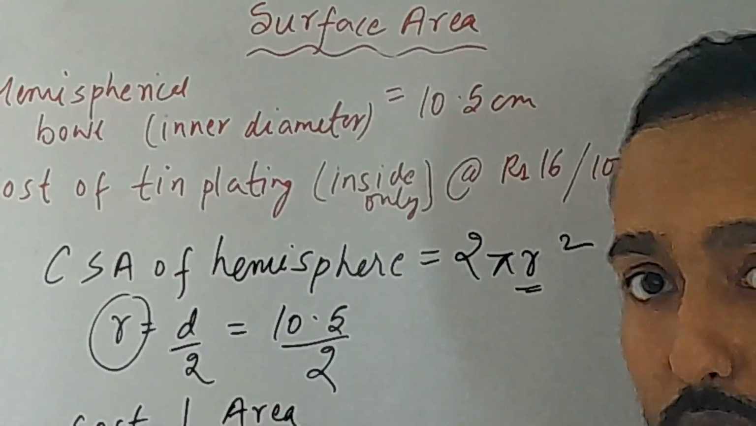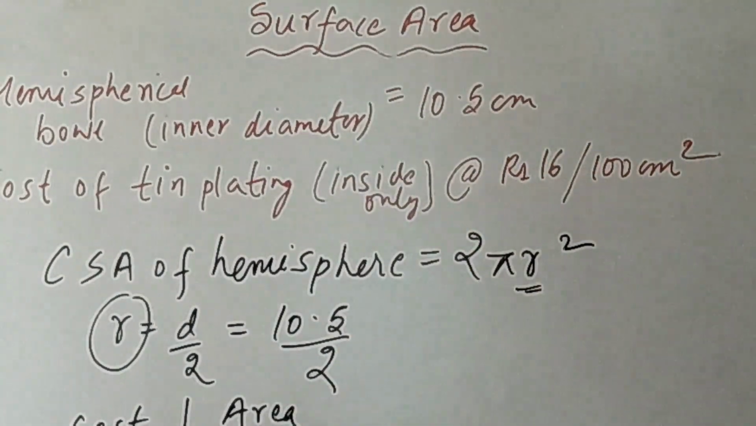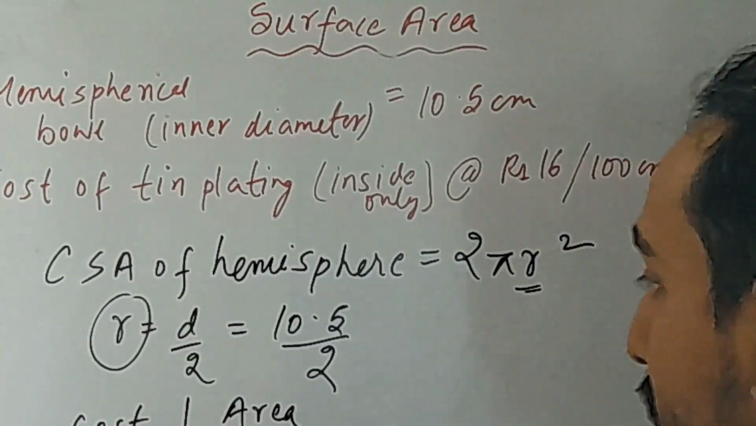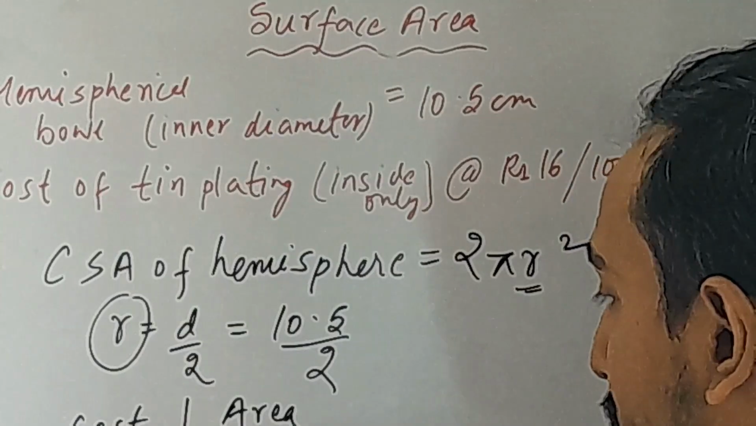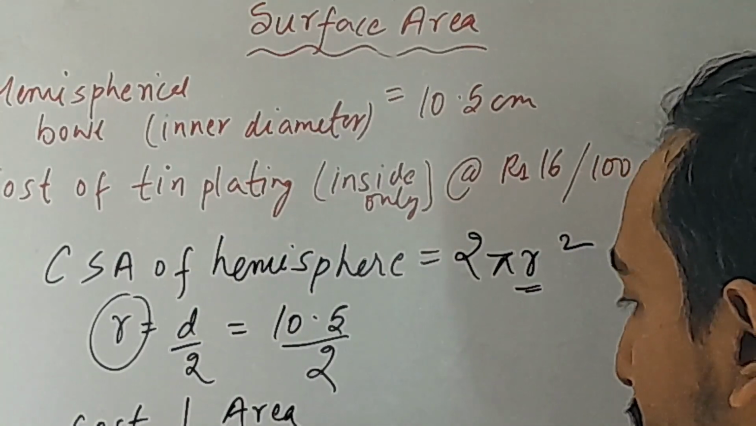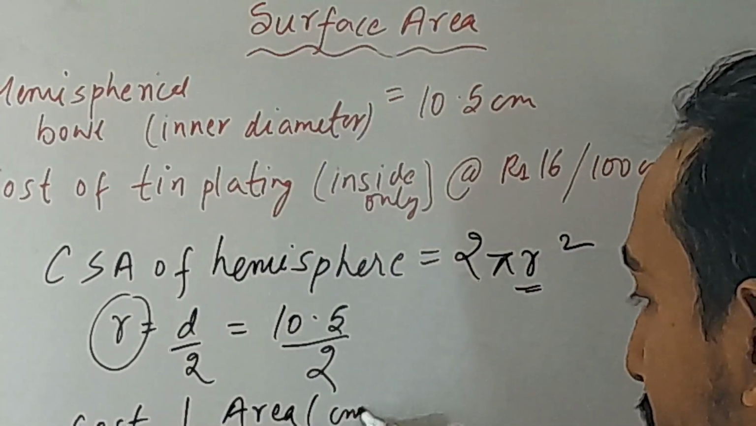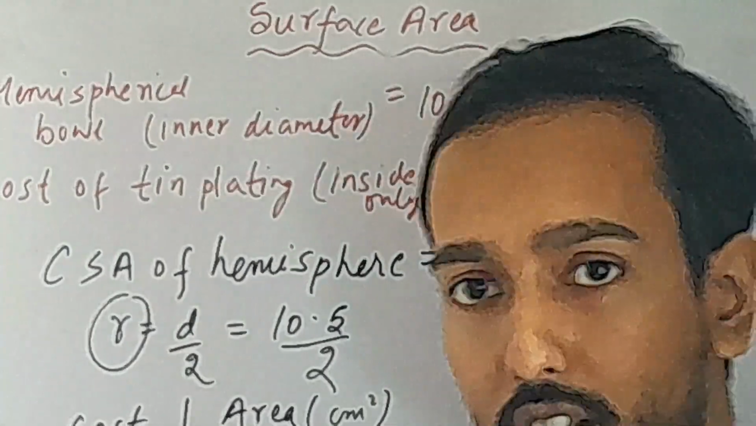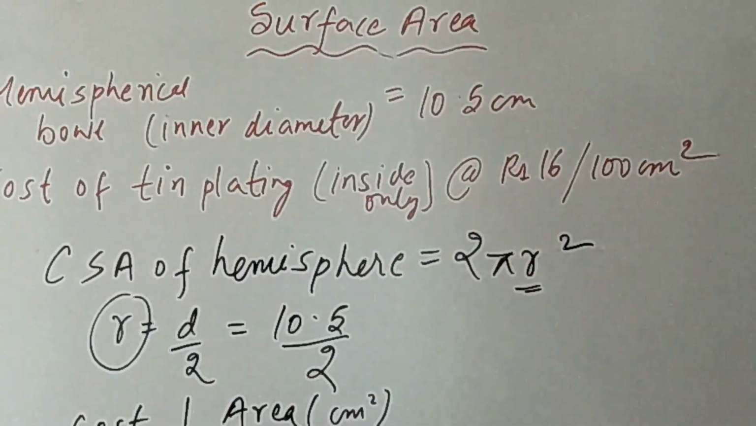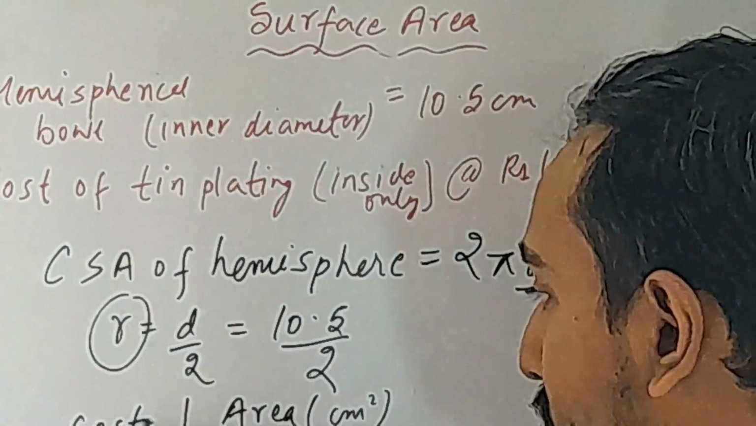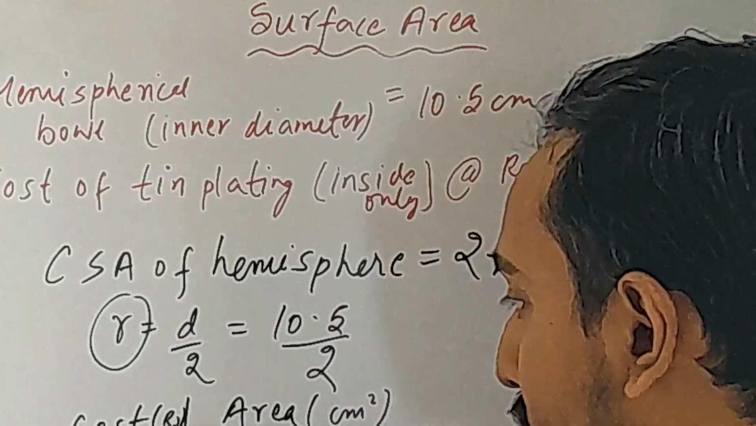So in the first line we will write what is given in the question, that is the cost of plating 100 centimeter square. This is all in centimeter square. We will write it here only, so we don't have to write again and again. So for plating 100 centimeter square, the cost is rupees 16.